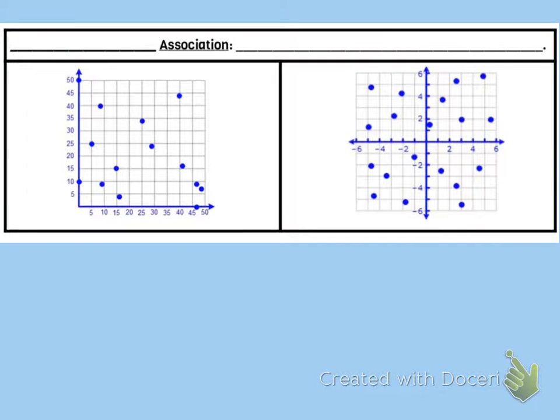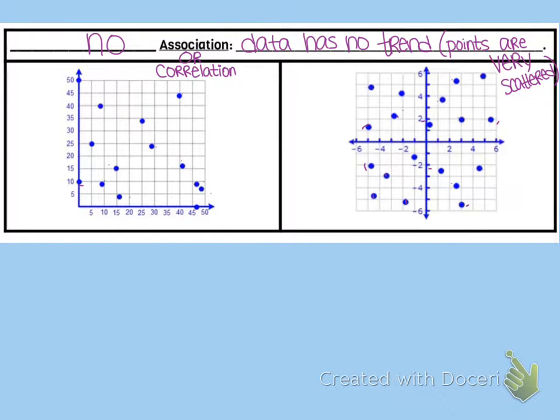And you can see on these scatter plots, the dots or the points are very scattered throughout the coordinate plane. And you can see like over here, they're all over the place. And since these dots do not show a trend, we call this scatter plot a no association or correlation scatter plot, okay? So they call this no association because the data does not show a trend. And that means the data has no trend. So go ahead and copy down that definition for no association.